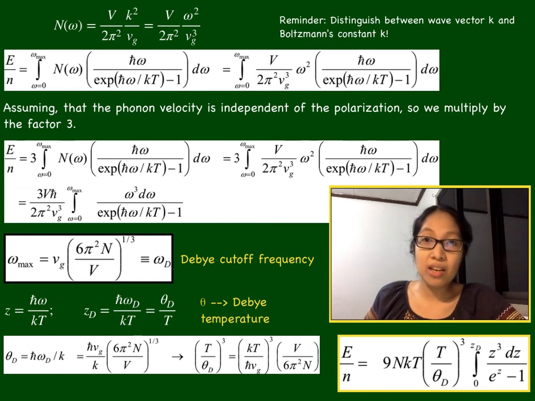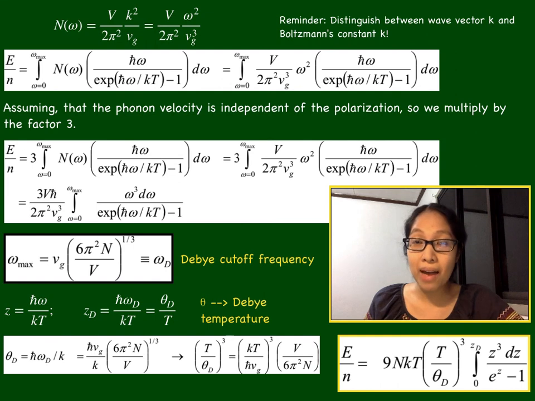Then the thermal energy of the crystal is given by the integral from omega equals 0 to omega maximum. We assume that the phonon velocity is independent of the polarization, so that we multiply by the factor 3. Notice the modified expression for energy once we multiply by this factor 3 and when we substitute the expression for n of omega. Now, maximum omega is equal to the Debye cutoff frequency, omega sub D. The derivation can be left as an exercise.